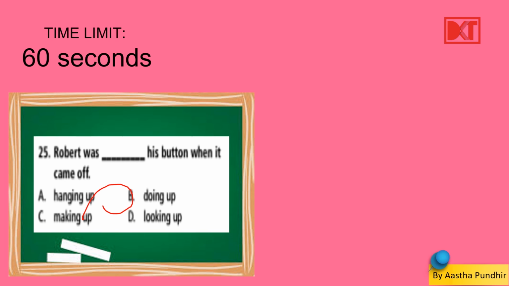Alright, so here we have Robert was dash his button when it came off. Hanging up his button, doing up his button, making up his button, or D, looking up his button. So here the correct answer is B. Robert was doing up his button when it came off. So here doing up we can say like cleaning or like repairing some sort of a thing.